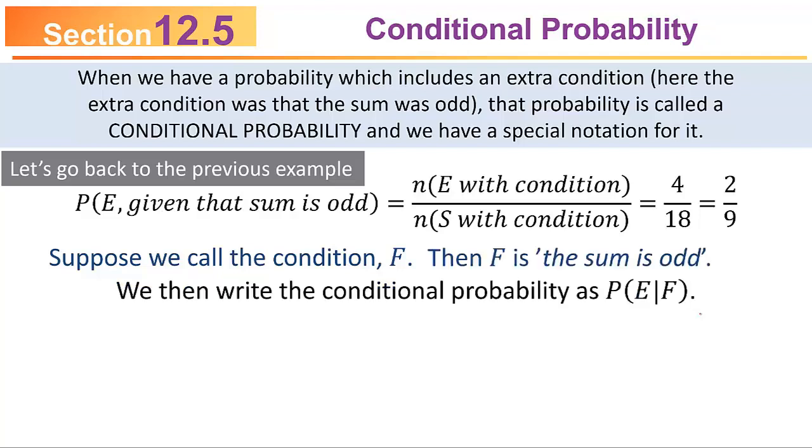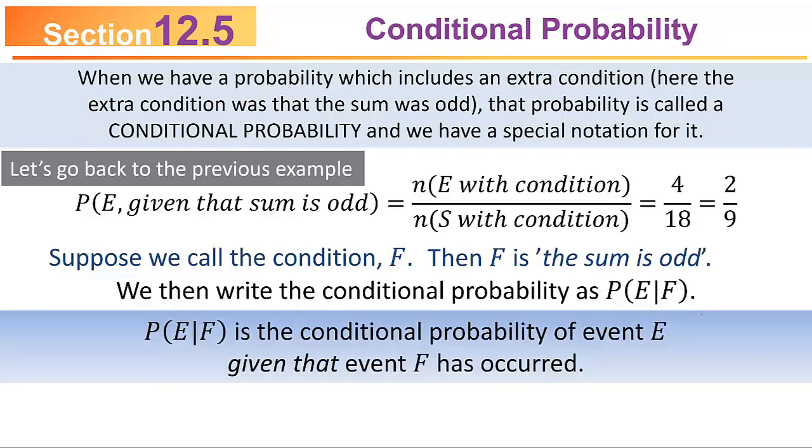Then we'd write the conditional probability with this vertical line. The probability of E, and the vertical line is read as "given that." So that's the probability of E given F. That new notation, the vertical line, is read "given." So this is the probability of E given F, or given that F has occurred. Probability of E given F. That's conditional probability.